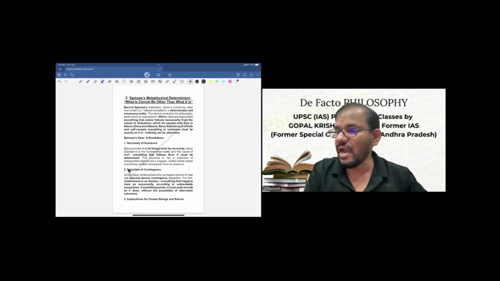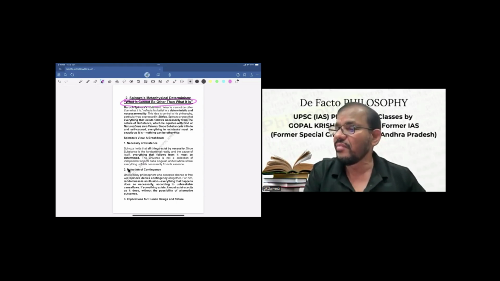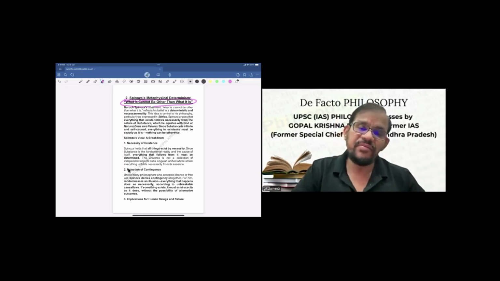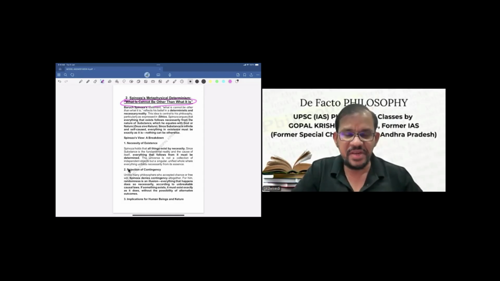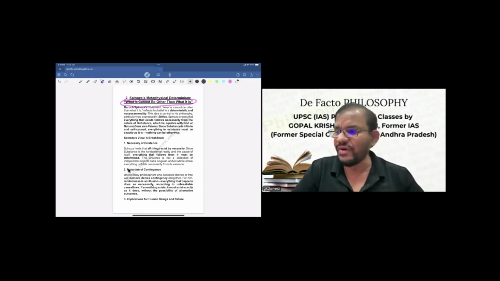So here basically I have not only explained this statement from Spinoza, but also, in other words, this is called the metaphysical determinism of Spinoza. So all of us should understand this, because if a question comes in different words or in a different manner, we should not confuse that something else is being asked. It's the same thing, but we have to write it differently. The content will be the same, but the presentation may be a little different.